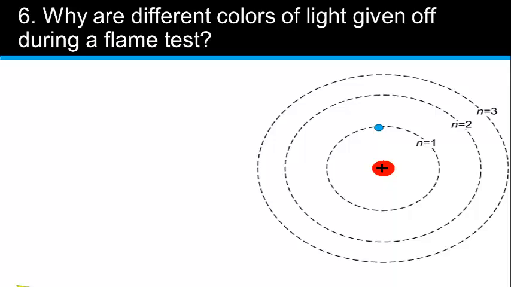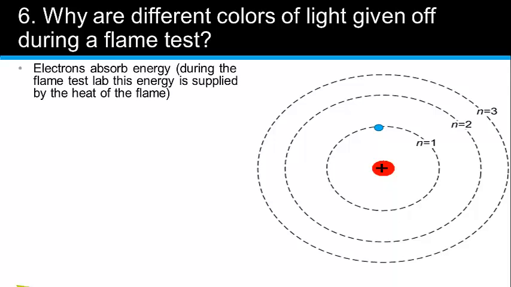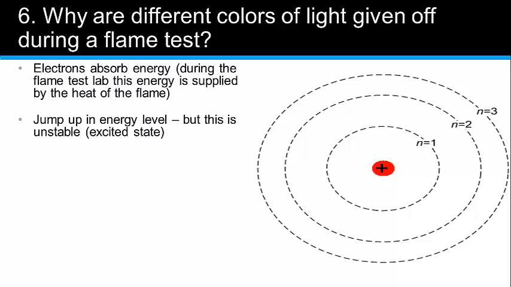Why are different colors of light given off during a flame test? During a flame test, energy is supplied to electrons from the heat of the flame. The electrons absorb this energy. So here's my electron traveling in the first energy level, and it's going to absorb energy. So there's my energy, the electron absorbs it. Now the electron is going to jump up in energy level. So it jumped up to energy level 3. This is very unstable. We call this the excited state.